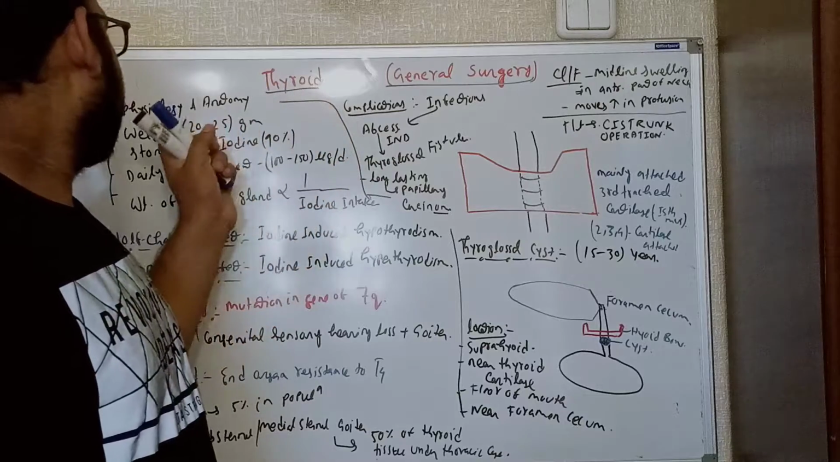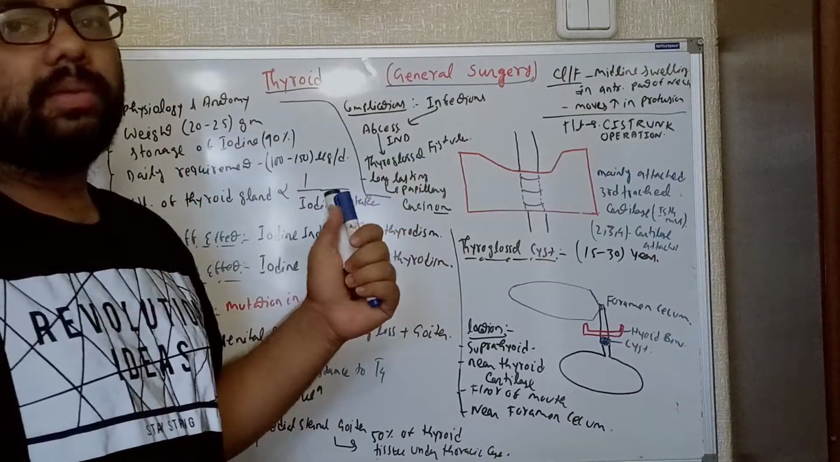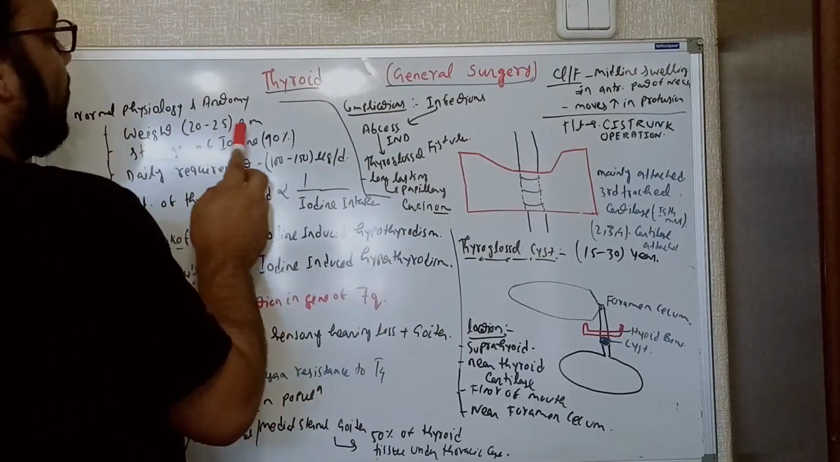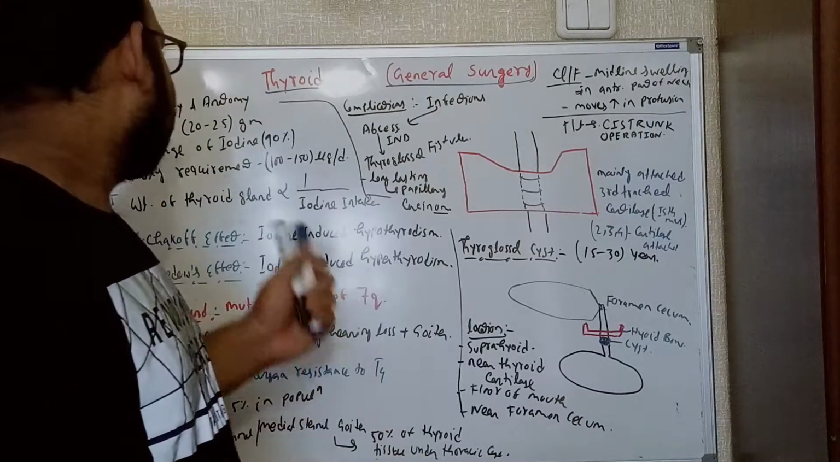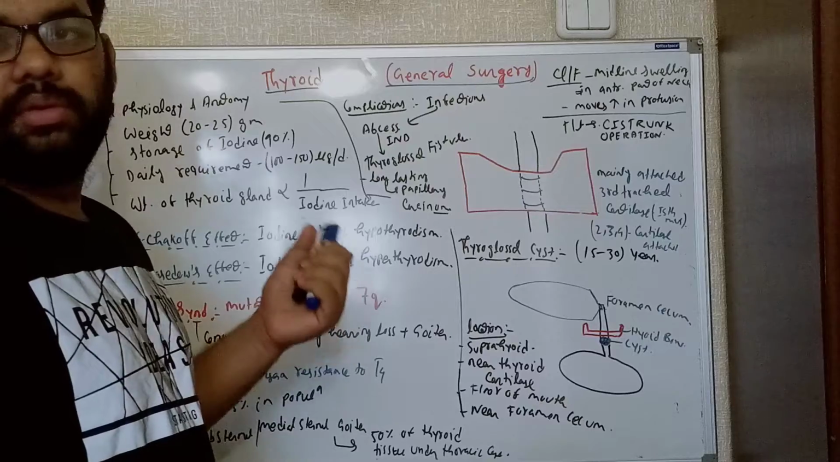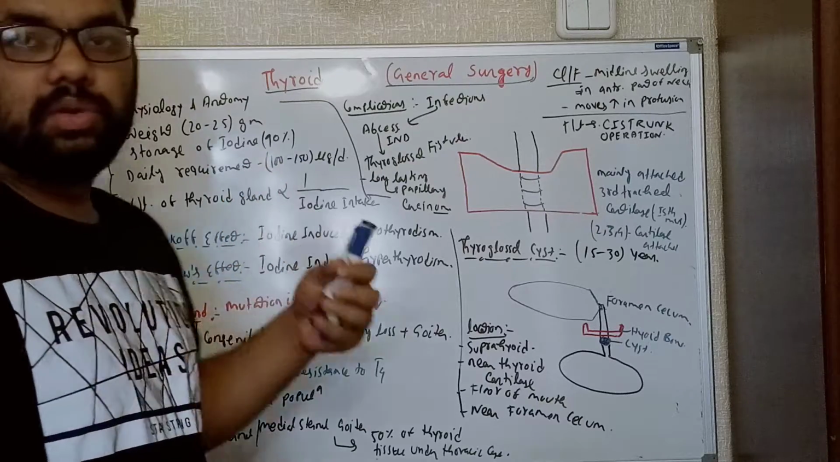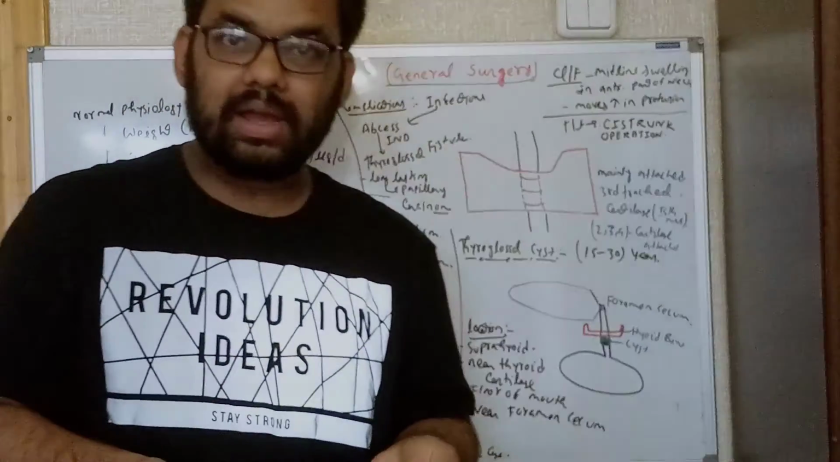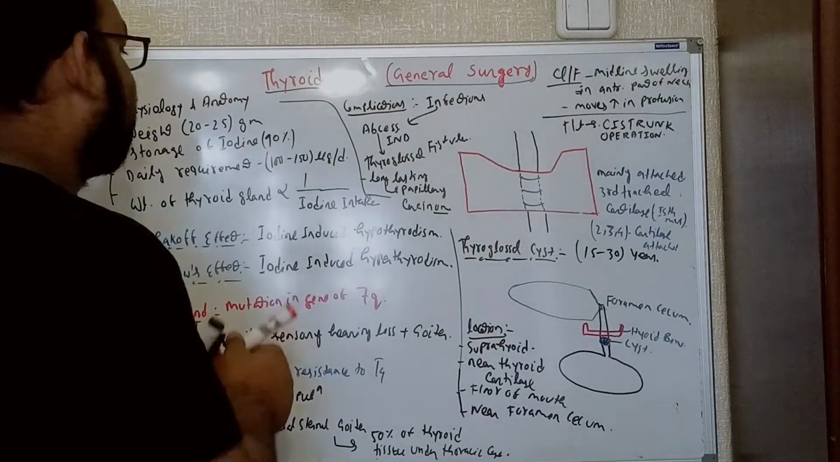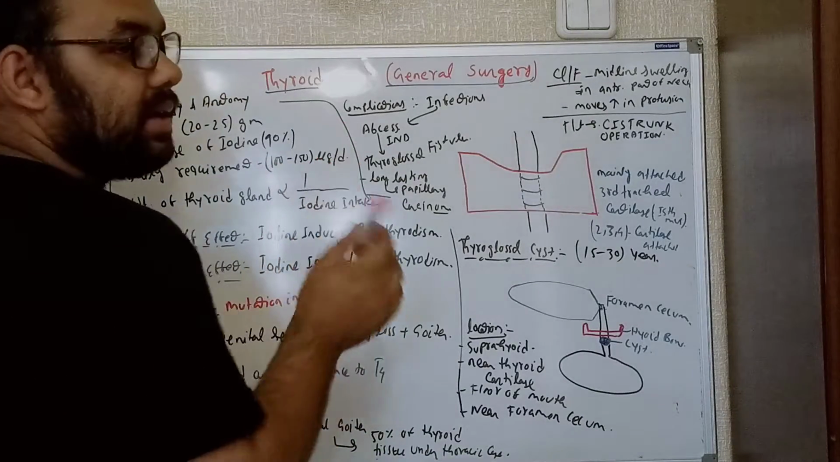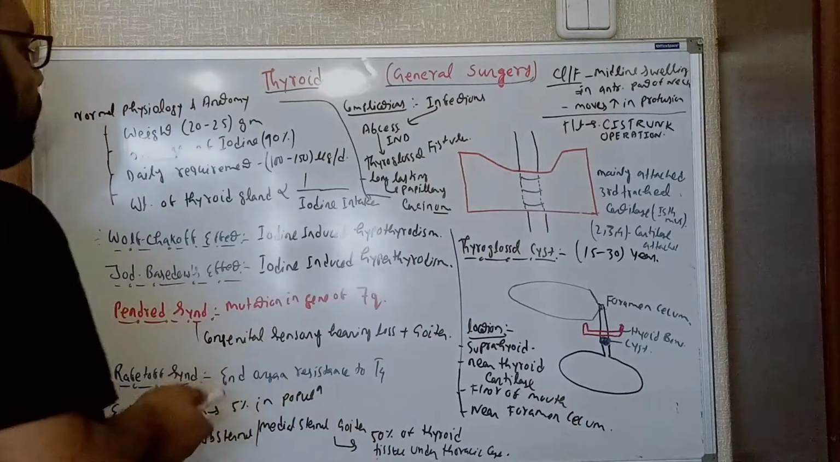If we say the normal weight of the thyroid, how much will it be? From 20 to 25 gram. Now, what's the main function of the thyroid? It acts as the storage of the iodine. About 90% of the body's total iodine is stored within the thyroid gland. The daily requirement of iodine is from 100 to 150 microgram per day. We need it.